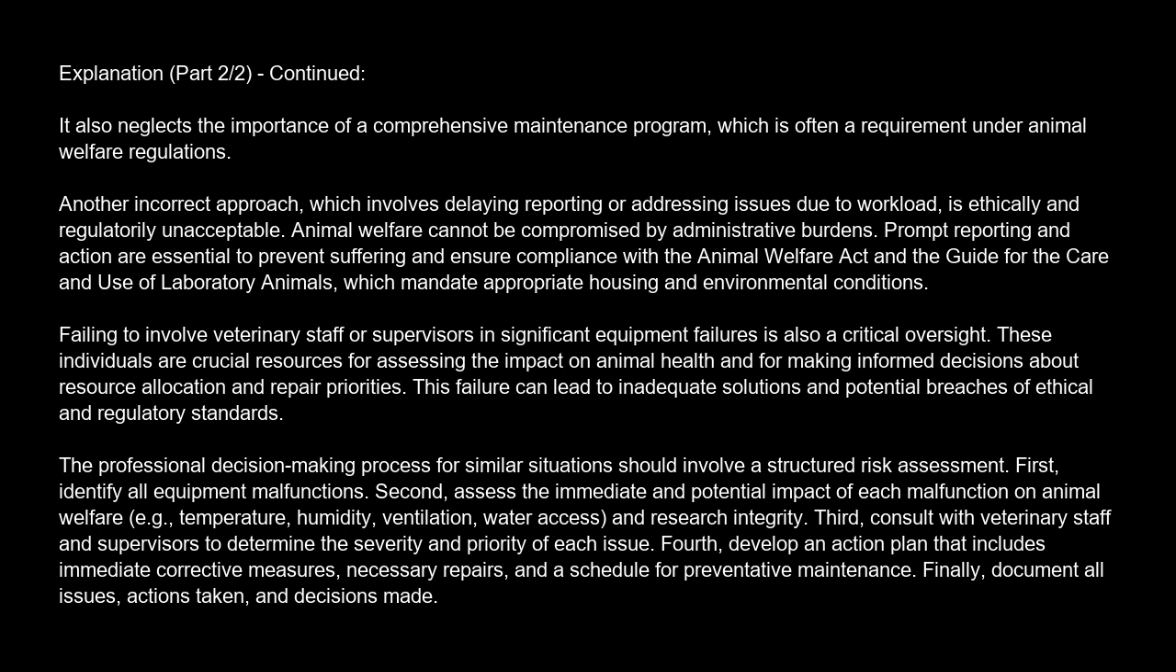The professional decision-making process for similar situations should involve a structured risk assessment. First, identify all equipment malfunctions. Second, assess the immediate and potential impact of each malfunction on animal welfare, e.g., temperature, humidity, ventilation, water access, and research integrity. Third, consult with veterinary staff and supervisors to determine the severity and priority of each issue. Fourth, develop an action plan that includes immediate corrective measures, necessary repairs, and a schedule for preventative maintenance. Finally, document all issues, actions taken, and decisions made.